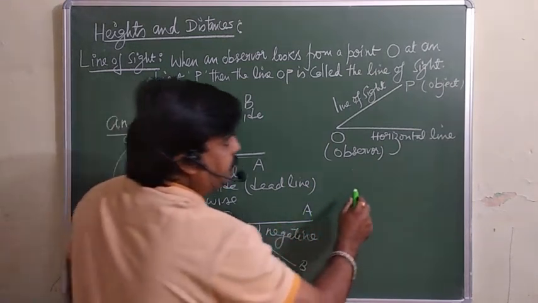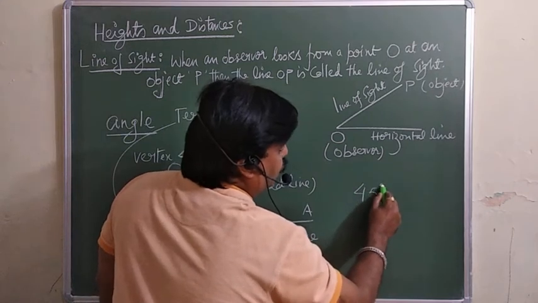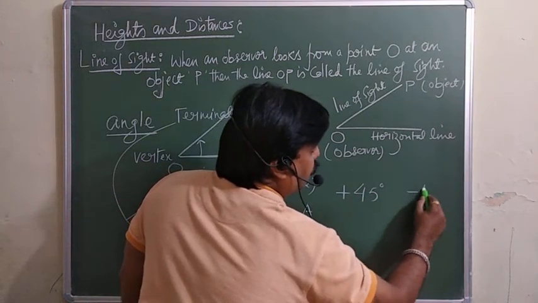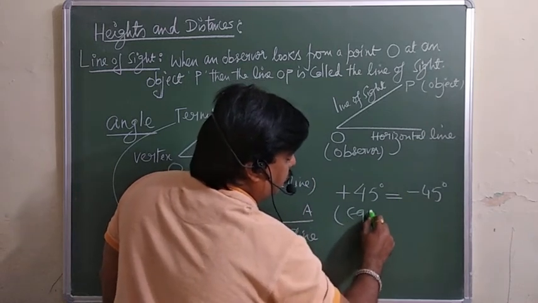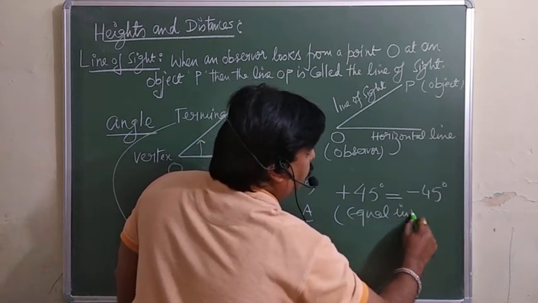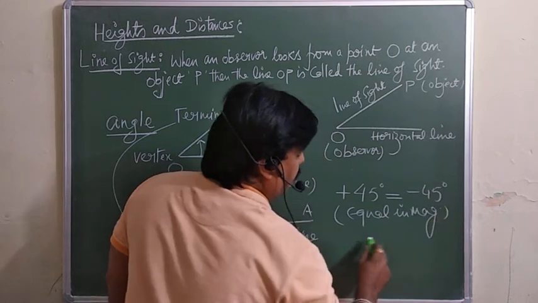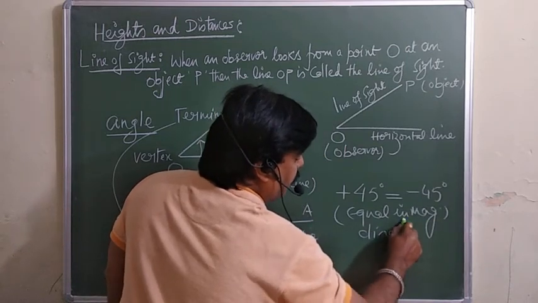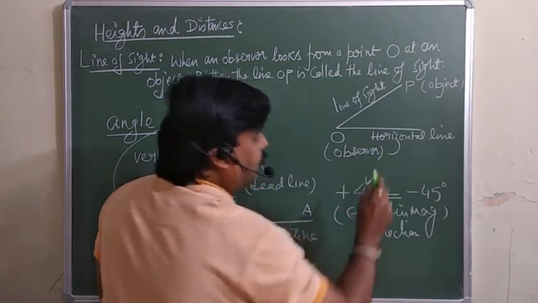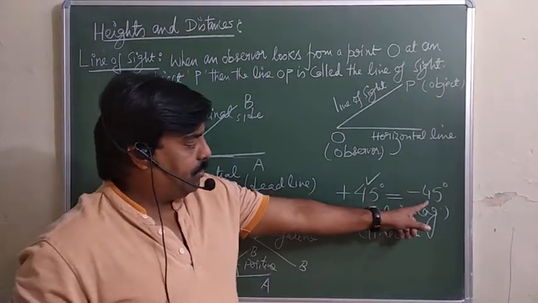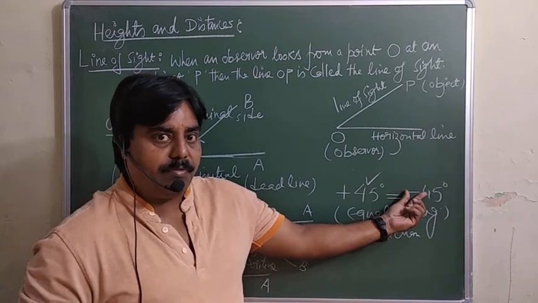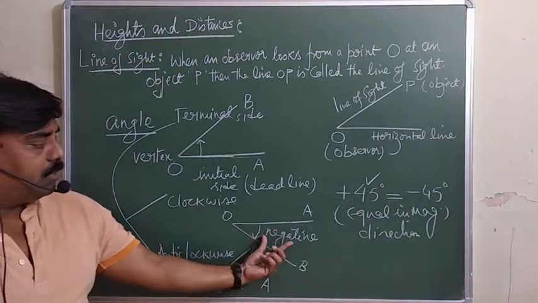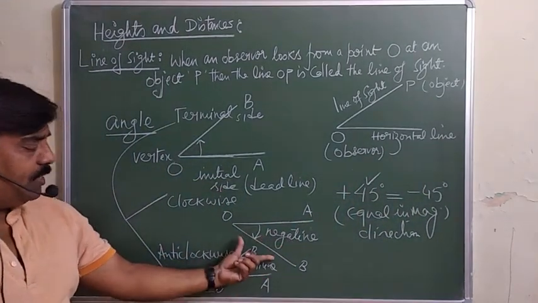The important point is that if I say plus 45 and minus 45, they are equal in magnitude. Only the direction changes. Otherwise they are equal. This is a 45 degree angle, and this is also a 45 degree angle. This is minus 45, which means the terminal side is moving clockwise.